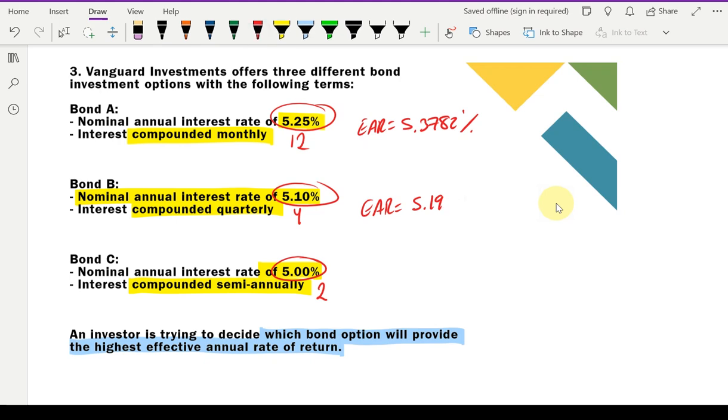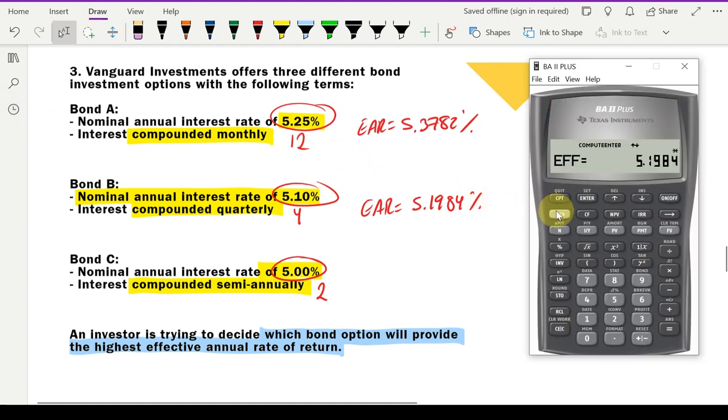5.1984. Oops, forgot the 4. 5.1984%. Great. And then let's second clear our work.